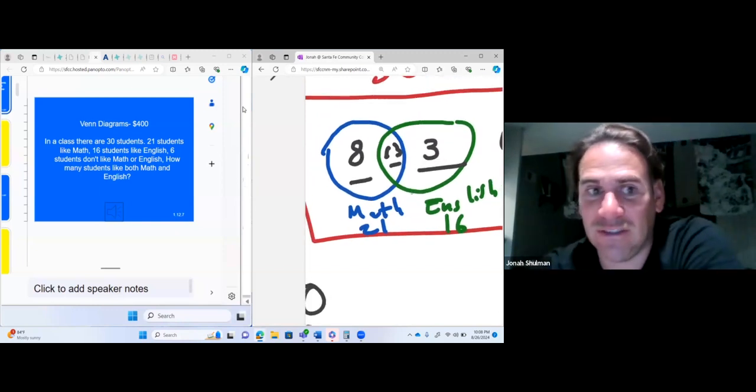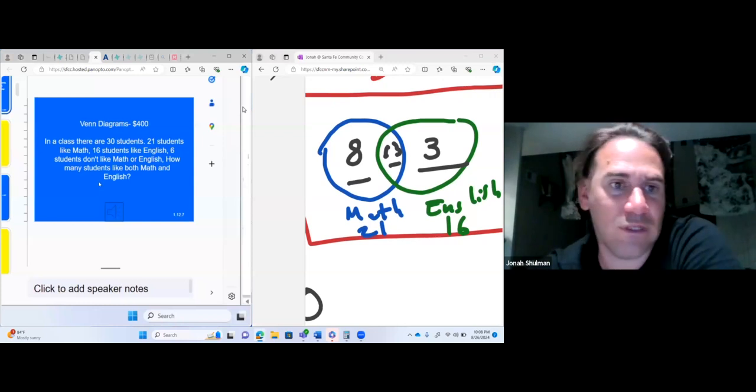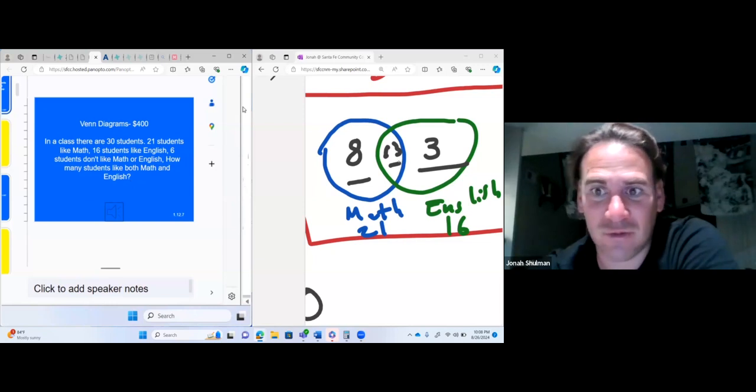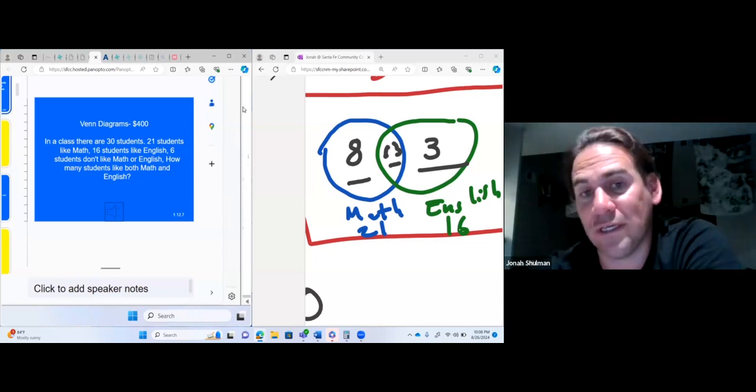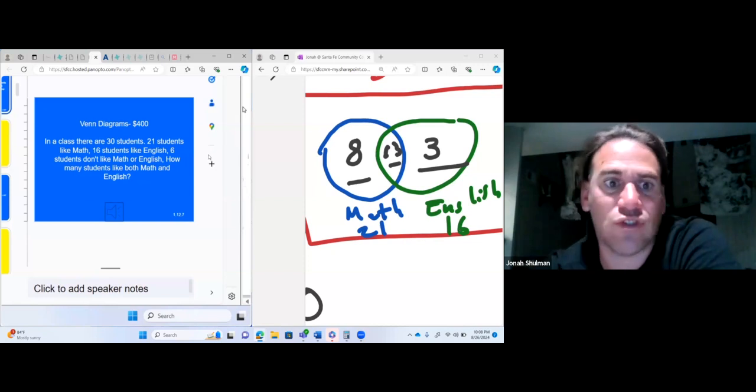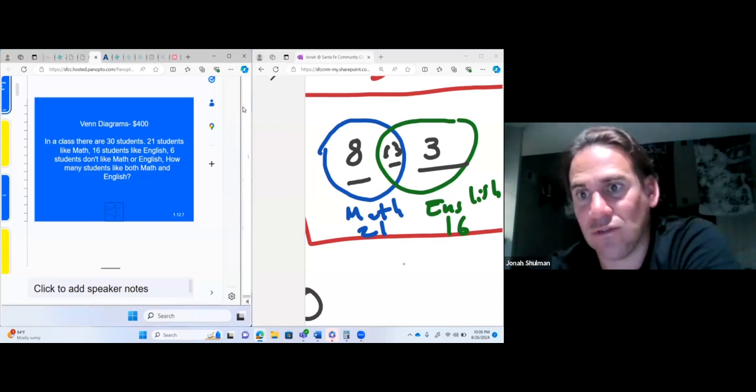Okay, that's just like English. That's where the 11 came from. So this question was not how many students, 21, oops. It's not how many students like both math and English, which is 13. This would be how many students just like math and just like English. How many students just like math and just like English is 11?